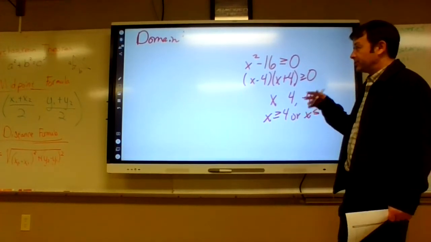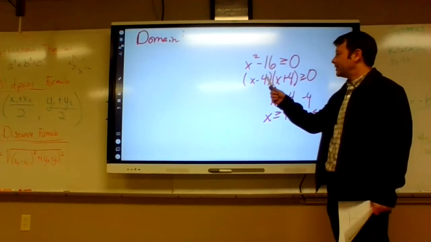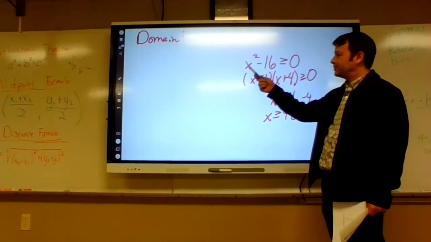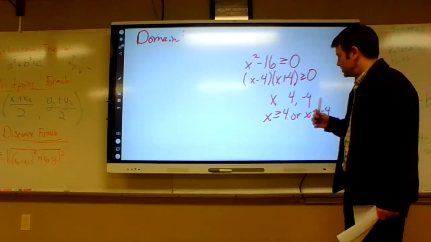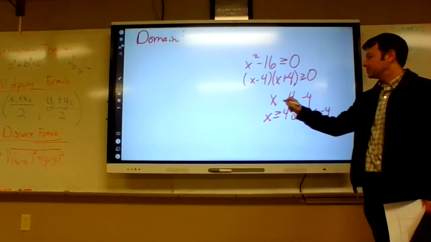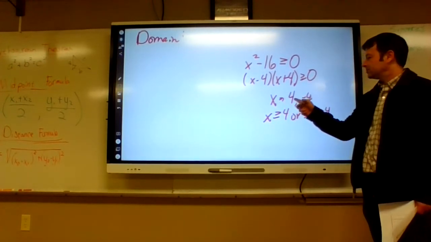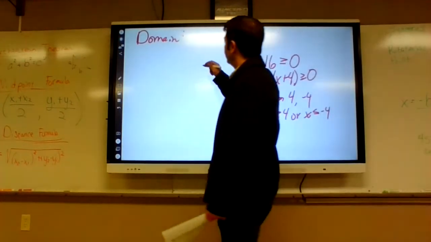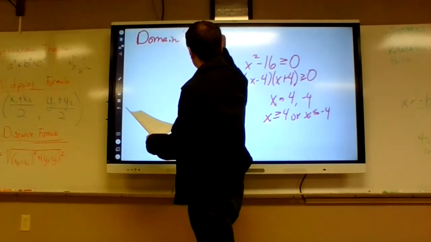So x has to be greater than or equal to 4 or less than or equal to negative 4. Yeah, it has to be bigger than the big one. Because if x was 5, that would work. But if it was 3, 3 squared minus 16, that doesn't work. So it's got to be bigger than the big one or smaller than the little one. It's kind of a tricky one. What else does it say?